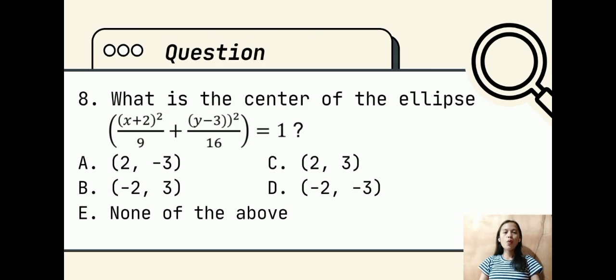Number 8. What is the center of the ellipse? Quantity of x plus 2 squared over 9 plus quantity of y minus 3 squared over 16 is equal to 1. A. 2, negative 3. B. Negative 2, 3. C. 2, 3. D. Negative 2, negative 3. E. None of the above.